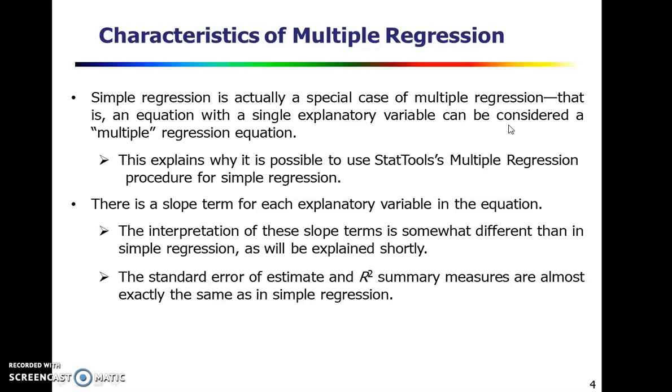There is a slope term for each explanatory variable in the equation. When you compare simple and multiple regression, the interpretation of these slope terms is somewhat different. The standard error of estimate and R-square summary measures are almost exactly the same as in simple regression.